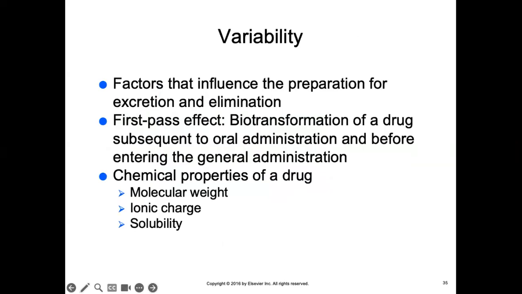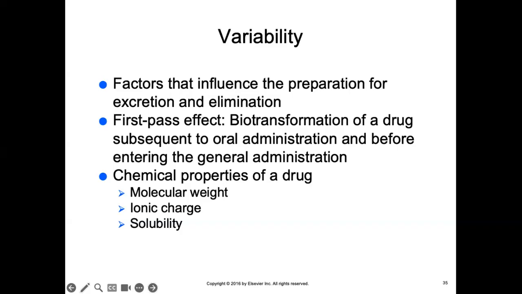Factors that influence preparation for excretion and elimination are subject to variability. The first pass effect is the biotransformation of a drug subsequent to oral administration and before entering general circulation. It's the combined action of intestinal and hepatic drug metabolizing enzymes on the drug's bioavailability, which is the extent to which a drug is absorbed and is available to its site of action.